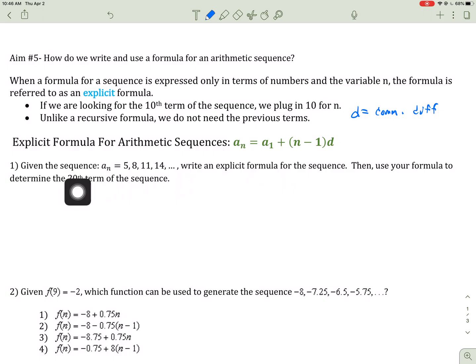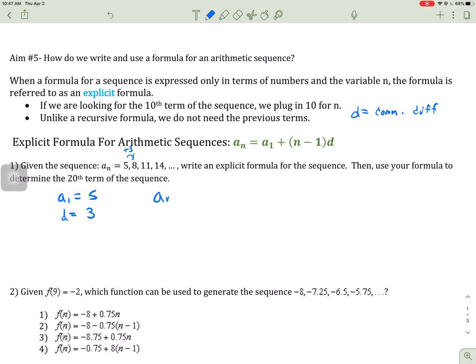So for example, let's look at a couple. Given the sequence, a sub n equals 5, 8, 11, 14. And hopefully you can see very quickly, common difference plus 3. Write an explicit formula for the sequence, then use your formula to find the 20th term in the sequence. So a couple of things here. What's the first term? What's the common difference? Well, the first term is 5. The common difference is 3.